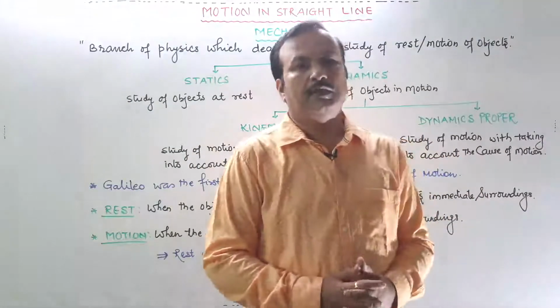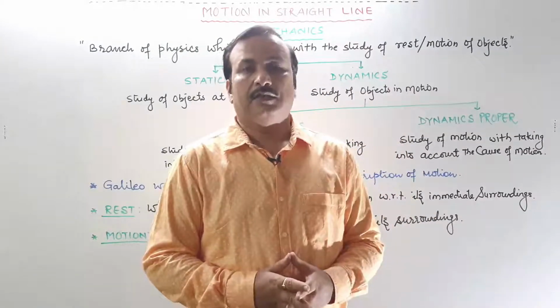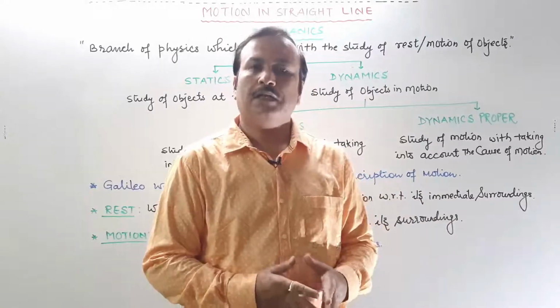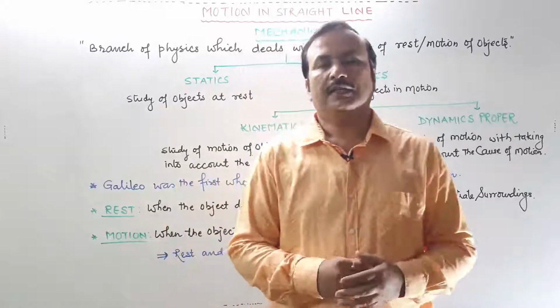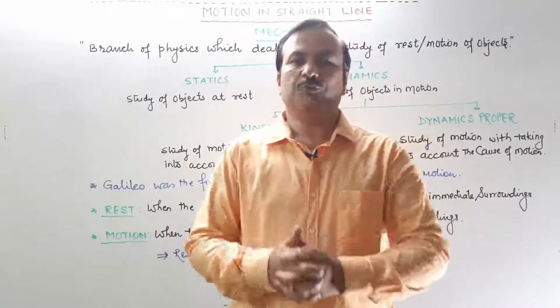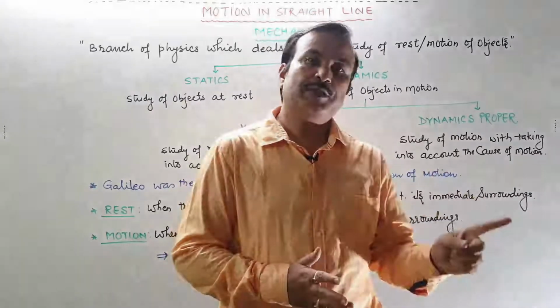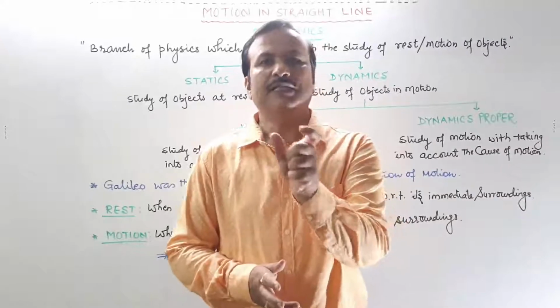When will we say that an object is at rest, or that an object is moving, that an object is in motion? We will see that the object is said to be at rest when it does not change its position with respect to its immediate surroundings. This word we use, immediate surroundings.